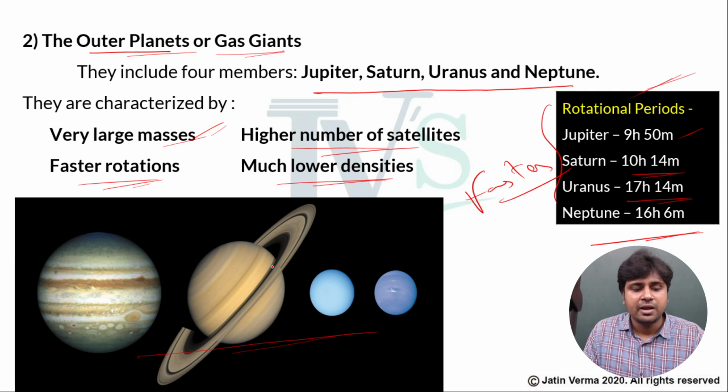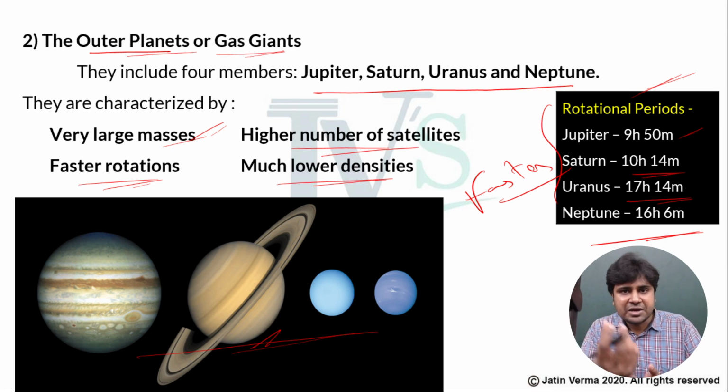Clear? Like for example, Saturn. Saturn has the lowest density in the solar system. Now just imagine that there is a huge lake that is made up of water. If you just leave Saturn on that lake, Saturn will simply float. It will not sink. So that is the lowest density Saturn has.